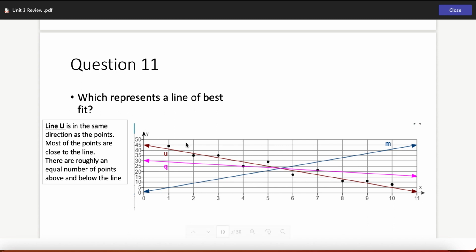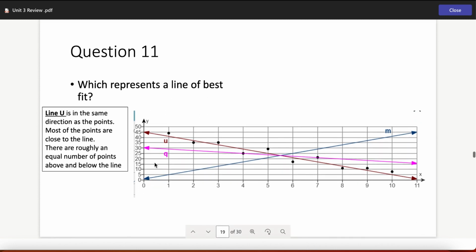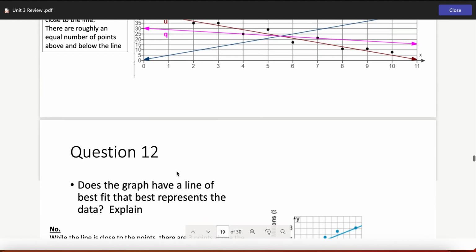So the answer here is line U. It's in the same direction as the points. Most of the points are close to the line. There are roughly an equal number of points above and below the line. So line U is the line of best fit that represents it.